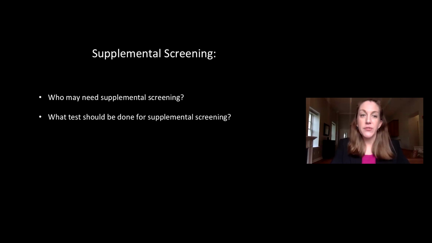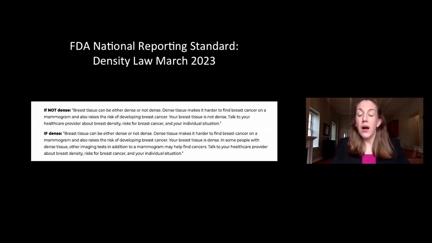So back to supplemental screening. Knowing all of this about density, who might need supplemental screening, and how should we do it? Well, up until recently, it was up to state laws. Most of the states had state laws requiring institutions to notify women if they had dense breasts. But now, as of recently, the FDA is mandating this.